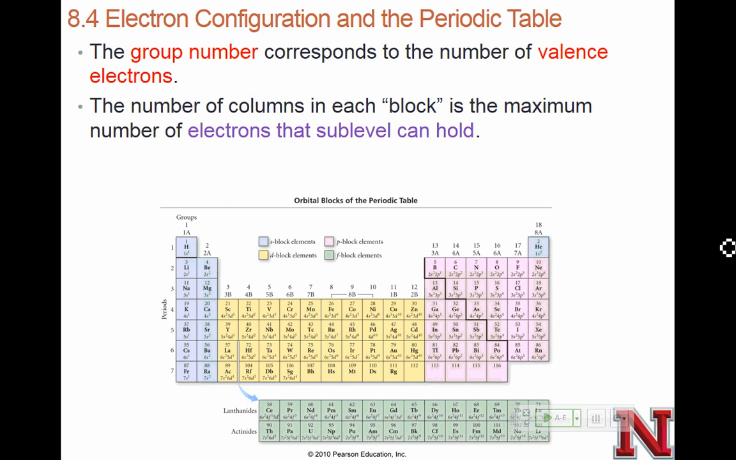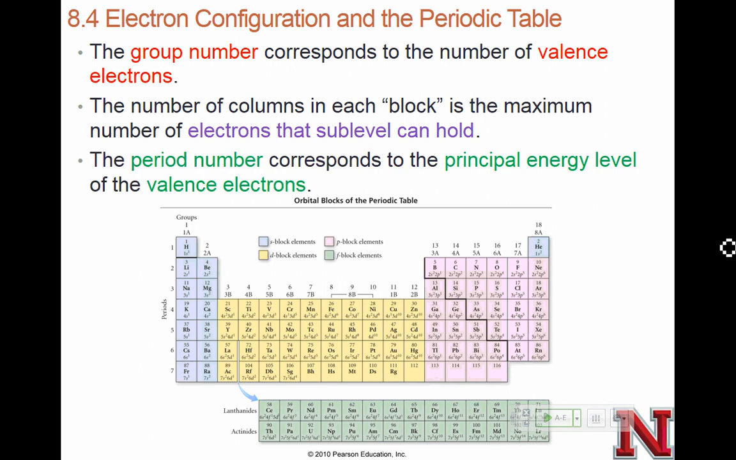These are our p columns, 1, 2, 3, 4, 5, 6. As we go over, we see 2p1, 2p2, 2p3, 2p4, 2p5, and 2p6, and that's in agreement with what we were doing before. So that block can only hold 6 electrons, and it is represented with that quantum theory. The period number corresponds to the principal energy level. This is principal energy level 1, 2, 3, 4, 5. Now remember, potassium has electrons in the lower principal energy levels, but its outermost principal energy level is 4.